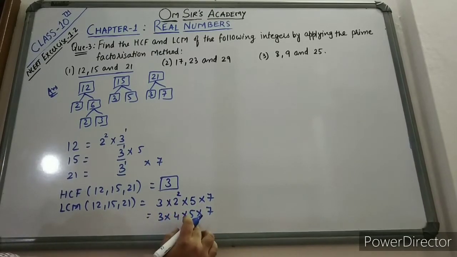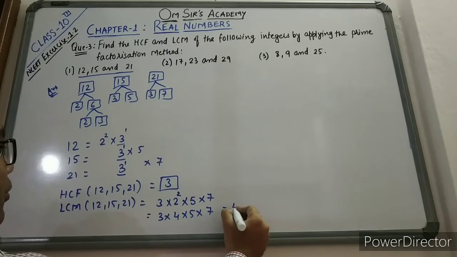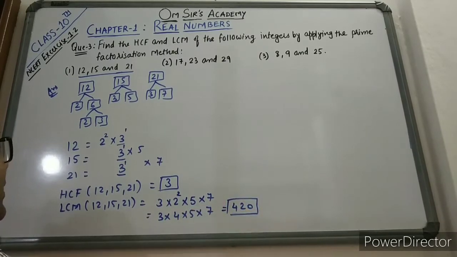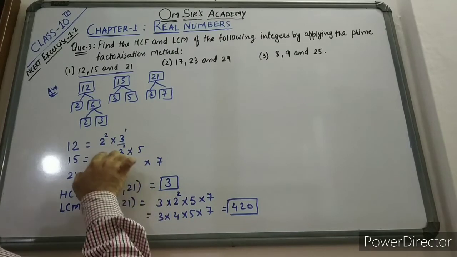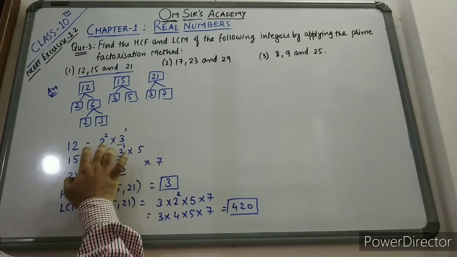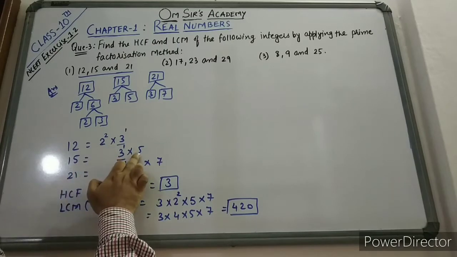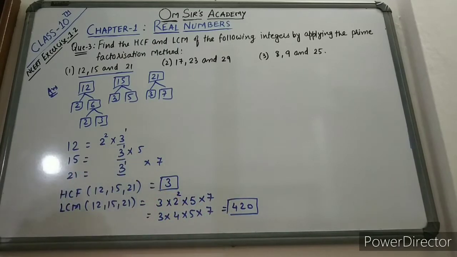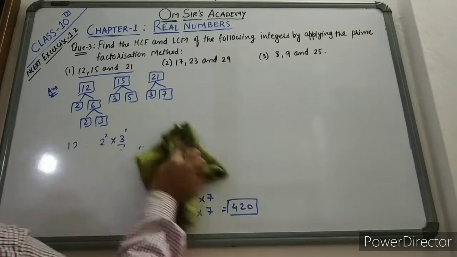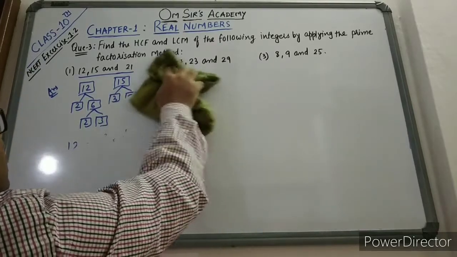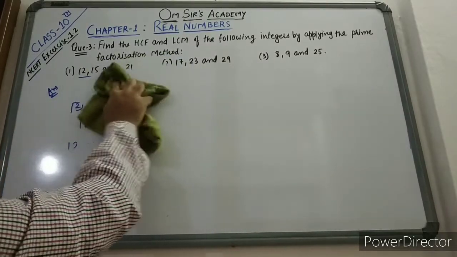3 4s are 12, 12 5s are 60, 6 7s are 42. So what is the LCM of these three numbers? 420. Is it clear friends? बहुत इजी है. सबसे पहले मैंने कॉमन फैक्टर विथ हाईएस्ट पावर लिया, फिर I multiplied the uncommon remaining factors, that is 2 raised to 2, 5 and 7, वो सब multiply कर लें. Is it clear? Then moving to the next question, that is sum number 2 of question number 3.